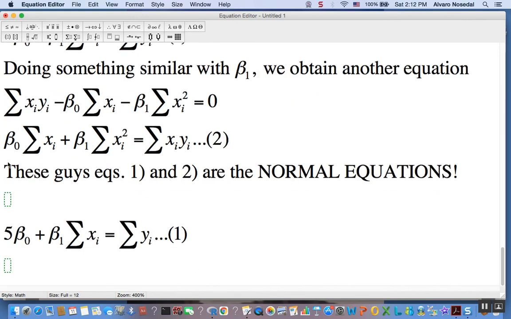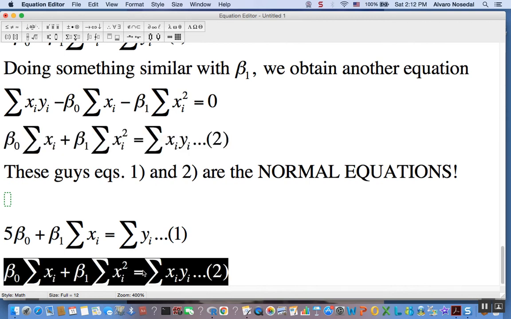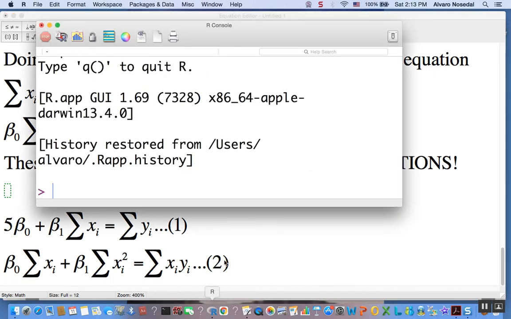That's our equation 1. We have our equation 2. So we need to define a matrix here. Let me call it A. And then we have the unknown vector, beta 0 and beta 1. And then we have another vector here. Let me call it C. Okay, so here we go.